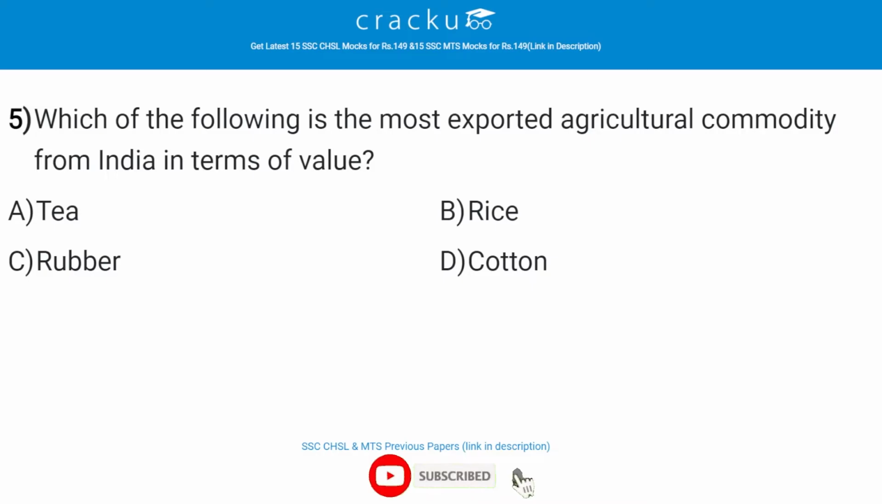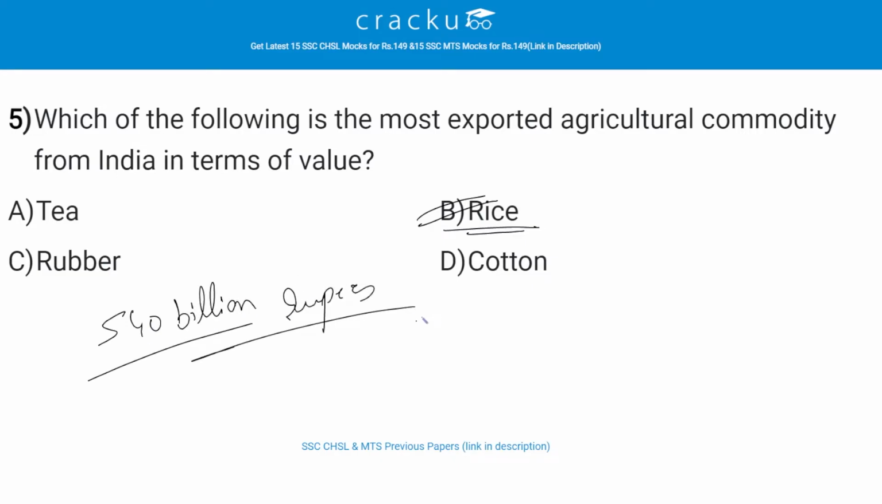Which of the following is the most exported agricultural commodity from India in terms of value? The correct answer is B, that is rice. So, rice gives the largest export value as an agricultural commodity of India, and it is essentially from the Indian subcontinent, long, slender and aromatic rice. Exports of basmati and non-basmati rice were estimated at 540 billion rupees.